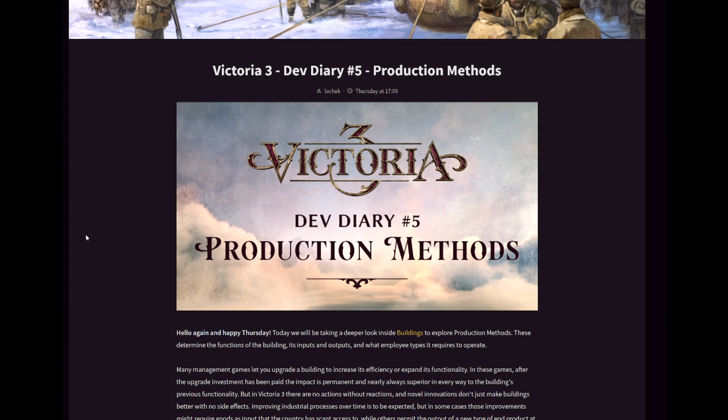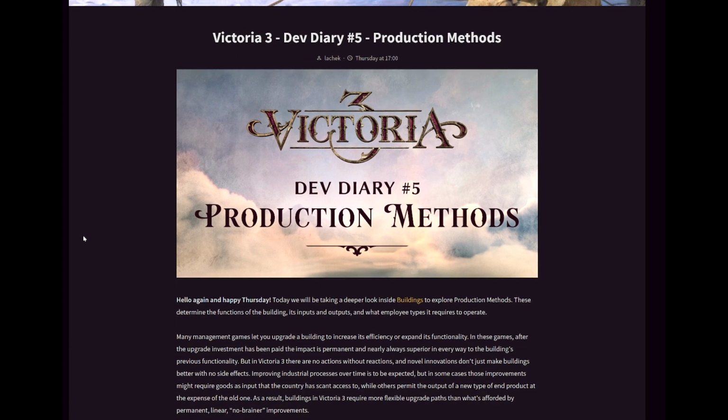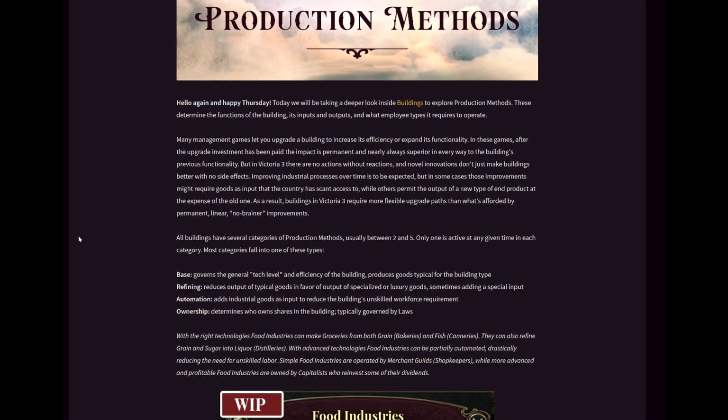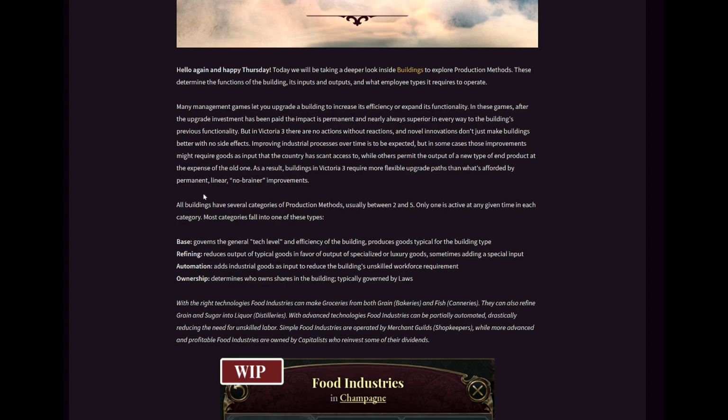So there's a production method for every type of society. So that is where the connection is again: economy, society. It's a direct influence, back and forth. So what's it about? Just upgrading will not work in Victoria 3. It's not a no-brainer improvement.